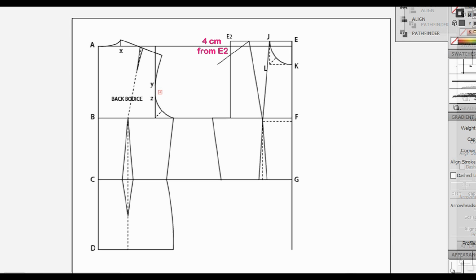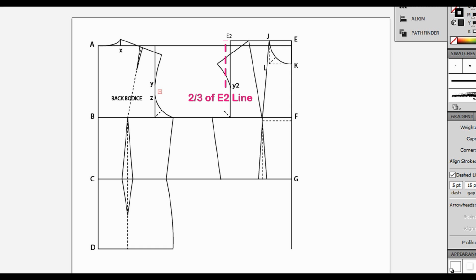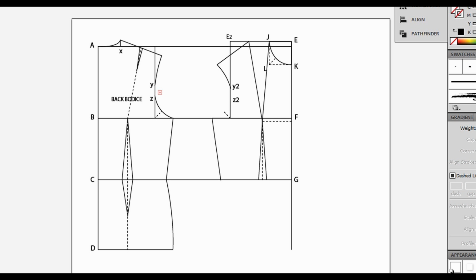Then draw the shoulder line touching 4 cm from the E2 point. Length is the standard shoulder length at 12 cm. After that, mark Y2, 2/3 of the E2 line, and draw a curved line 0.5 cm in the center of the line. After that, mark 2.5 cm at 45 degrees. Mark X2 3 cm from Y2. Shape the armhole line using a curve ruler.